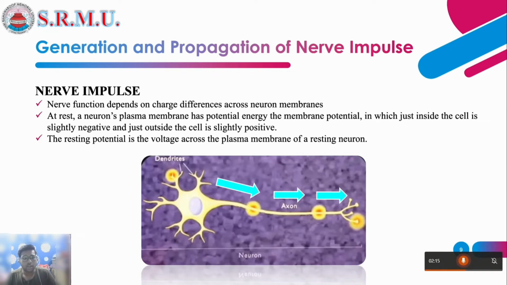Moving on to the topic, generation and propagation of nerve impulse. So, nerve impulse. Nerve function depends on charge difference across a neuron membrane. Outside it is positive and inside it is negative. That is the resting condition.